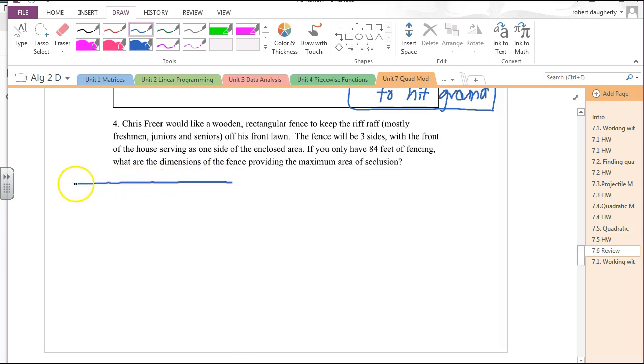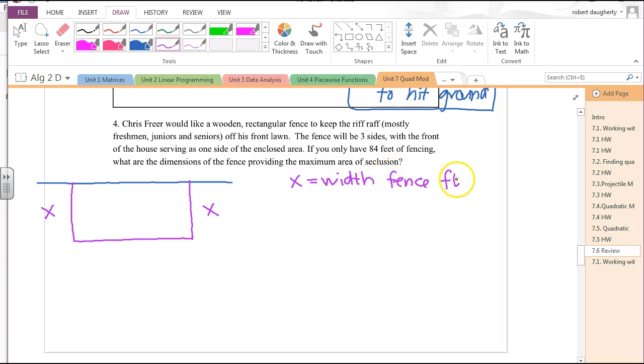So Chris Fair lives in a house that has a front wall, and we are proposing to build a fence on 3 sides of that. Okay, so I have to define a variable. Let's let x equal the width of the fence in feet. Now, I know that I have 84 feet of fencing.